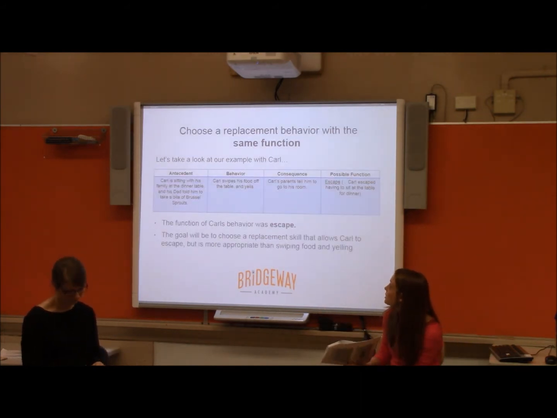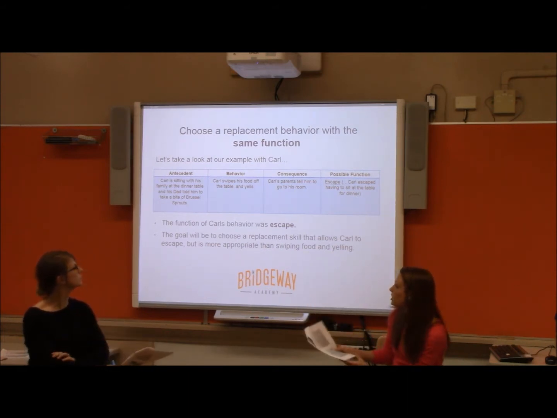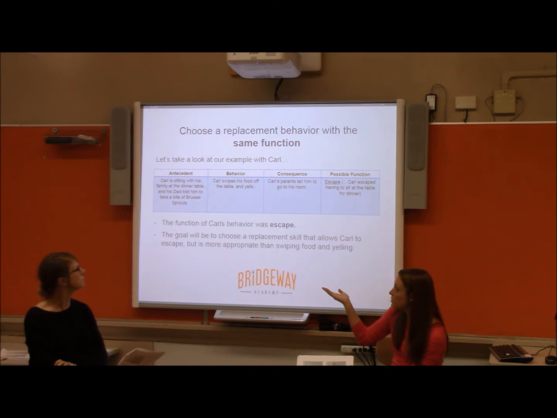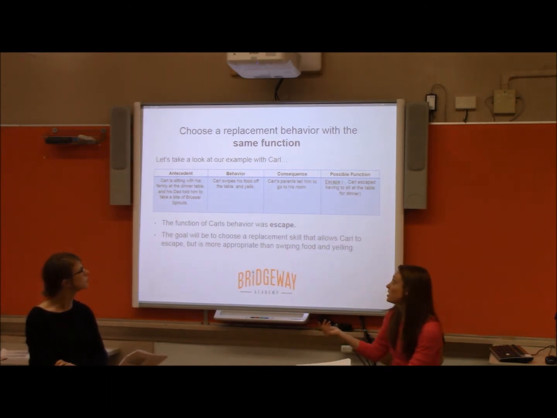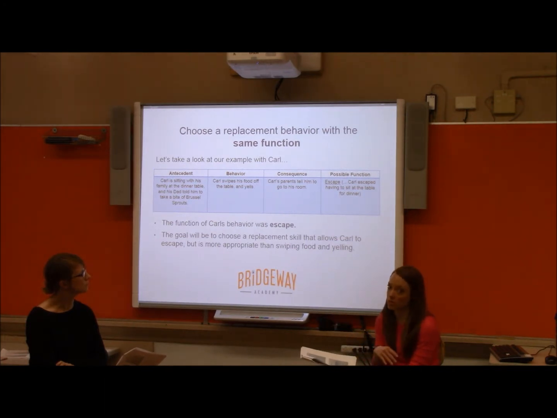You want to choose a replacement behavior with the same function. So taking a look at our example with Carl, again, the antecedent is that he was sitting with his family at the dinner table. His dad placed that demand. He said, you need to eat Brussels sprouts. The behavior is that Carl swipes his food off the table and yells. That's the behavior that his parents want to change. The consequence is that his parents tell him to go to his room, and we said the possible function is escape. So the goal will be to choose a replacement skill that also allows Carl to escape, but is more appropriate than swiping his food and yelling.